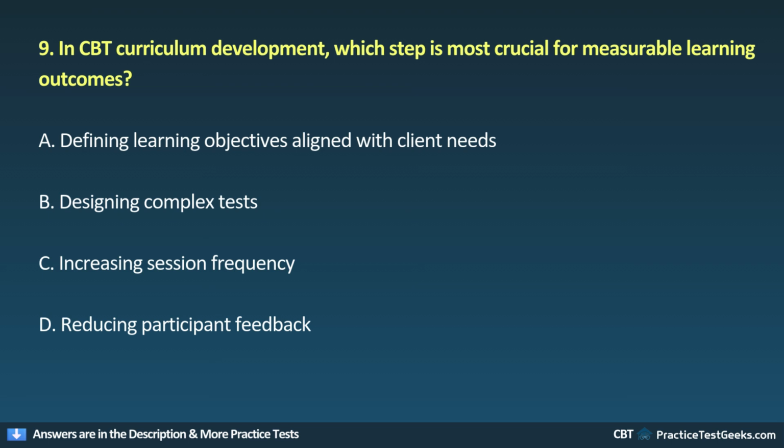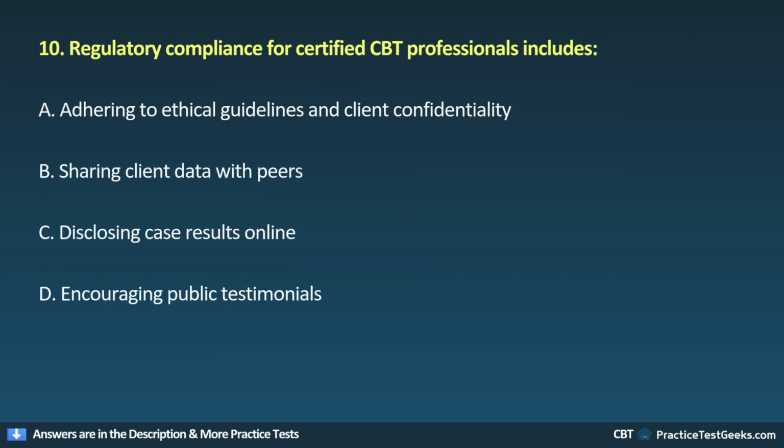9. In CBT curriculum development, which step is most crucial for measurable learning outcomes? A. Defining learning objectives aligned with client needs. B. Designing complex tests. C. Increasing session frequency. D. Reducing participant feedback.